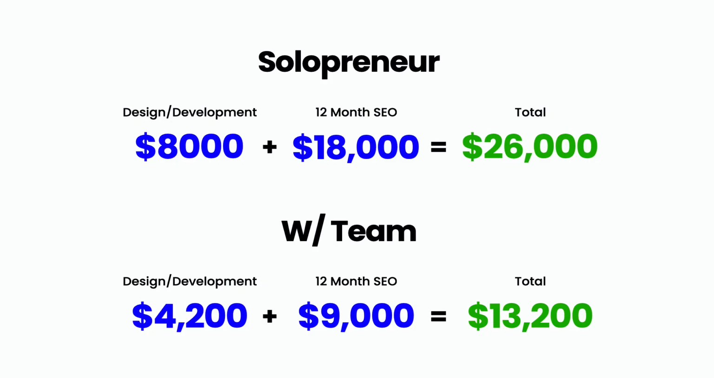So just to break this down one more time so you can see the exact numbers on this smaller website, design, development, just by doing it myself, I'm taking home $8,000. And then if I add SEO and do all of the SEO fulfillment myself, I'm going to be bringing home $26,000 total in the first year of that client. So now if I'm using my team in the first year of that client, I'm going to make $4,200 from the website. And if I add SEO, I'll be making a total of $13,200.